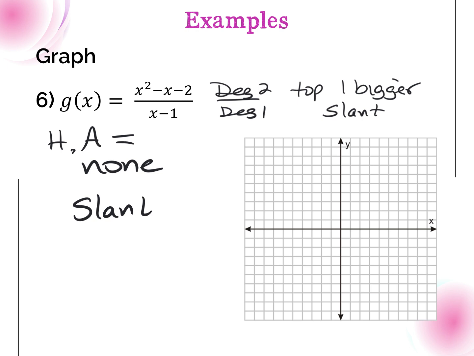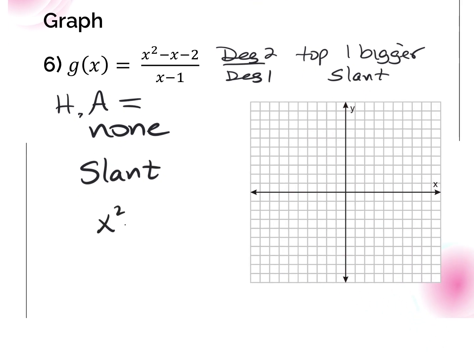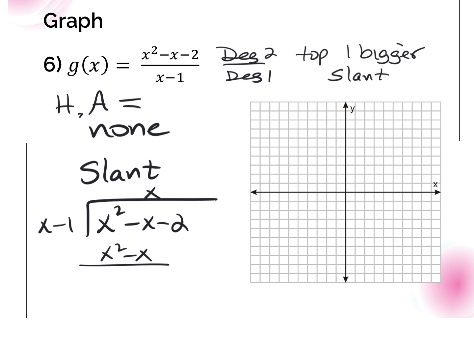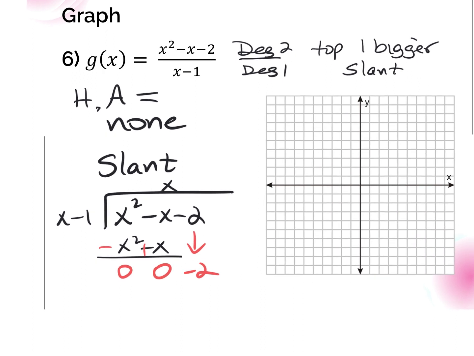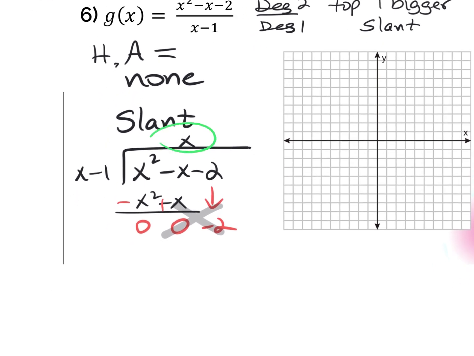So for the slant, we're going to put the numerator in the division box and the denominator outside. So what do we multiply x by to make it x squared? We will multiply it by x. Distribute. Flip the signs to opposite. Add the column. I get 0 on both of these. And when I bring down the -2, I can't figure out what to multiply x by to make it -2. So this -2 is just my remainder, and I get rid of it. So my slant asymptote is just y equals x.